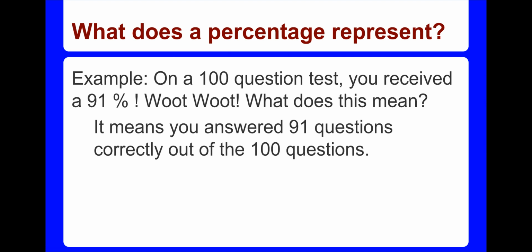It means that you answered 91 questions correctly out of the 100 questions. You can write a conversion that you have 91 questions correct over 100 questions total. Please note that you don't just write numbers, but we label what each number represents.